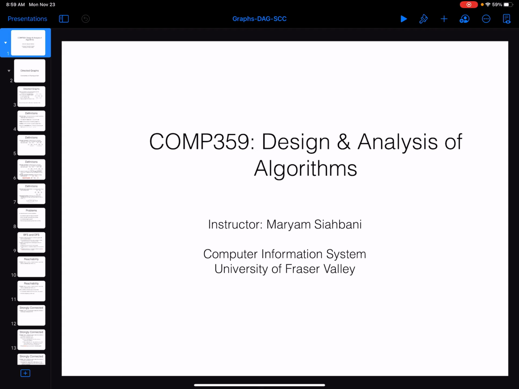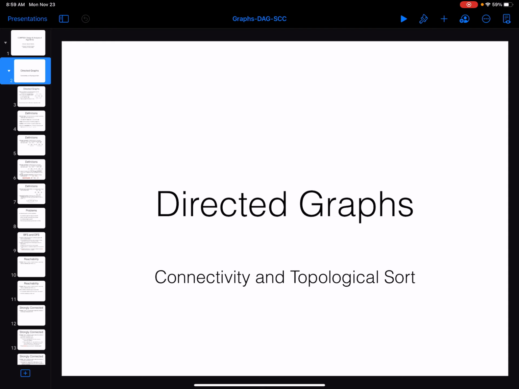Hello everyone. We are going to talk more about the graph algorithms. In this video, we are going to focus on directed graphs, discuss some applications for the breadth first search and depth first search over the directed graphs. Mainly, we are going to focus on connectivity in the directed graphs, different definitions, different problems, and topological sort.